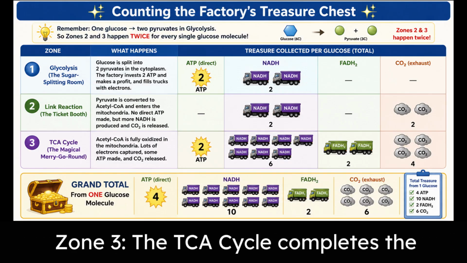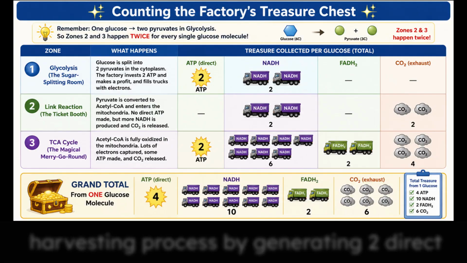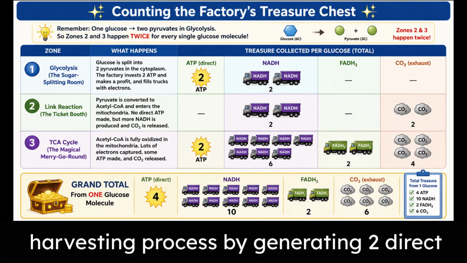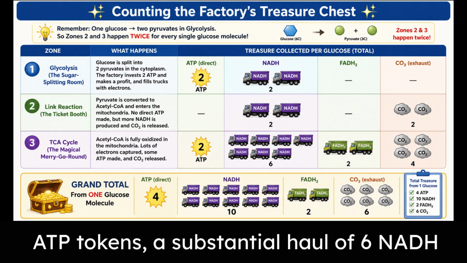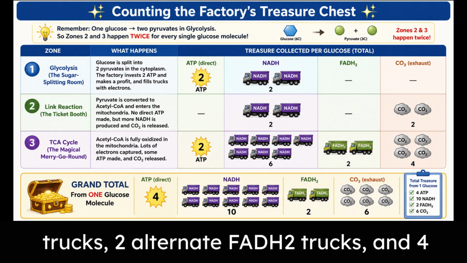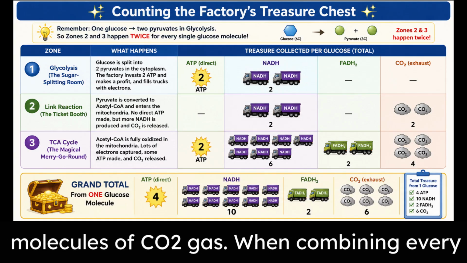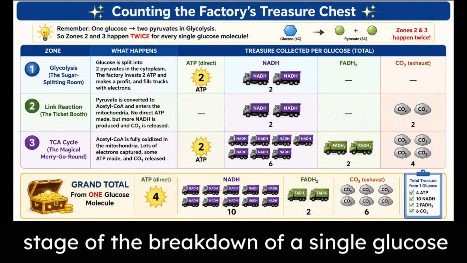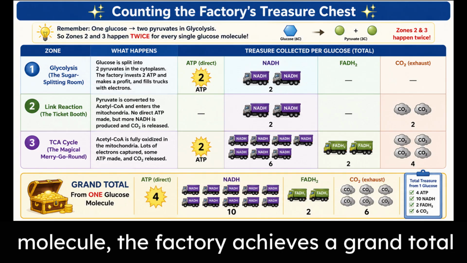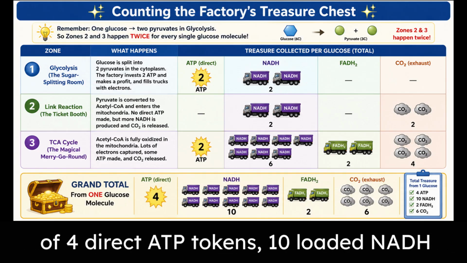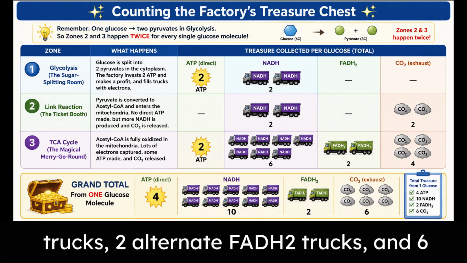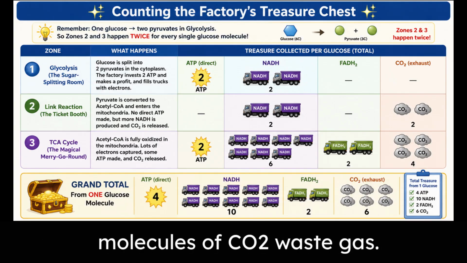Zone 3. The TCA cycle completes the harvesting process by generating 2 direct ATP tokens, a substantial haul of 6 NADH trucks, 2 alternate FADH2 trucks, and 4 molecules of CO2 gas. When combining every stage of the breakdown of a single glucose molecule, the factory achieves a grand total of 4 direct ATP tokens, 10 loaded NADH trucks, 2 alternate FADH2 trucks, and 6 molecules of CO2 waste gas.